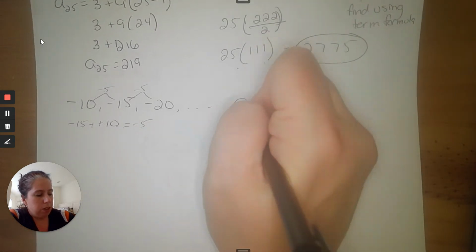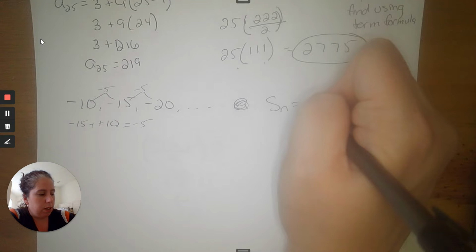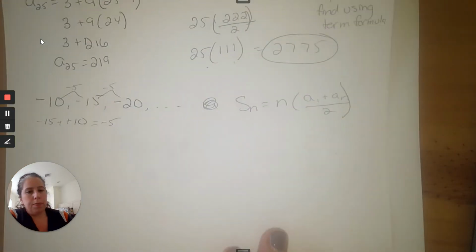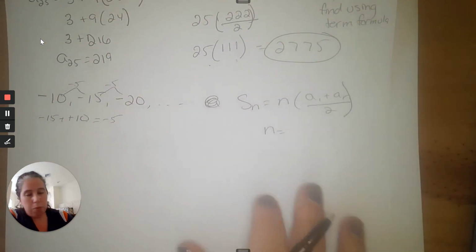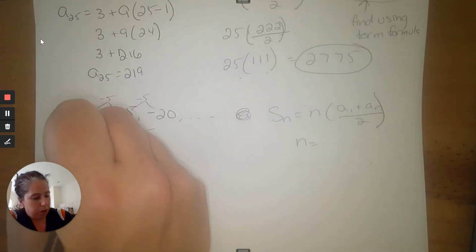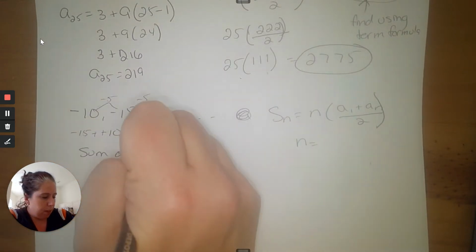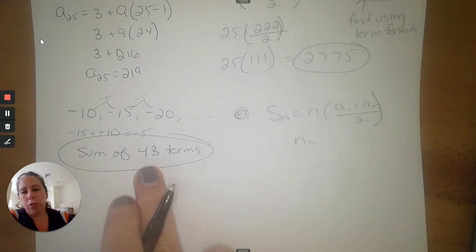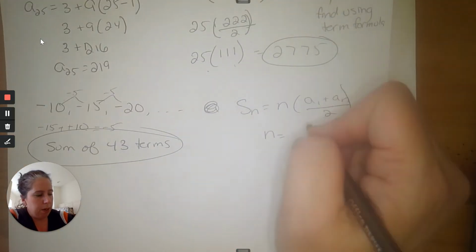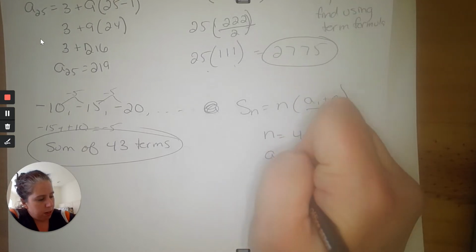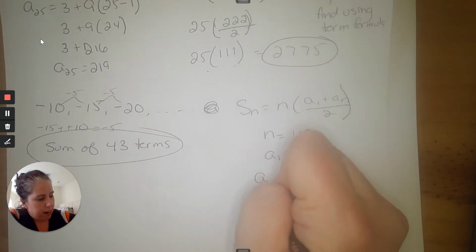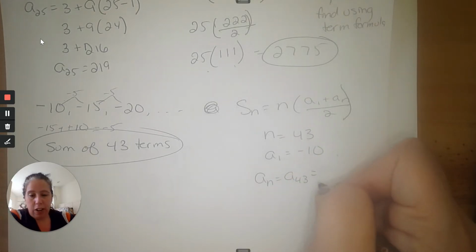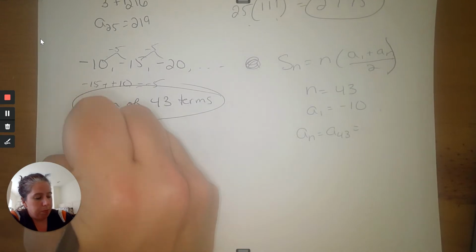So that's arithmetic. So when you use S sub n equals n times a1 plus a sub n divided by 2, n I know. We're going to find the first 43 terms, so the sum of 43 terms. They always say the first 43 because that leaves you starting with the first one. So n is going to be 43. a1 is going to be negative 10. Now I need a sub n, which is a43, which I don't know yet, so we've got to find it. We're going to use the term formula.